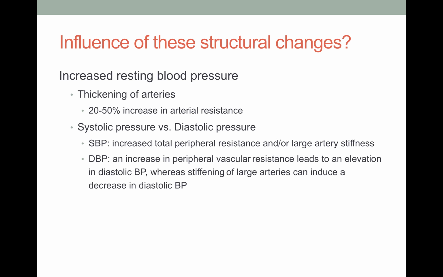Now, with diastolic blood pressure, this gets a little bit more confusing, and people are still trying to understand this exactly. So if you have an elevation in diastolic blood pressure, it could be due to increased peripheral vascular resistance. However, if you have stiffening of large arteries like the aorta, it can actually induce a decrease in diastolic blood pressure. So diastolic blood pressure is really difficult to interpret because even in pathological states, it could be elevated. It could also be decreased, and both of which could be dangerous situations.